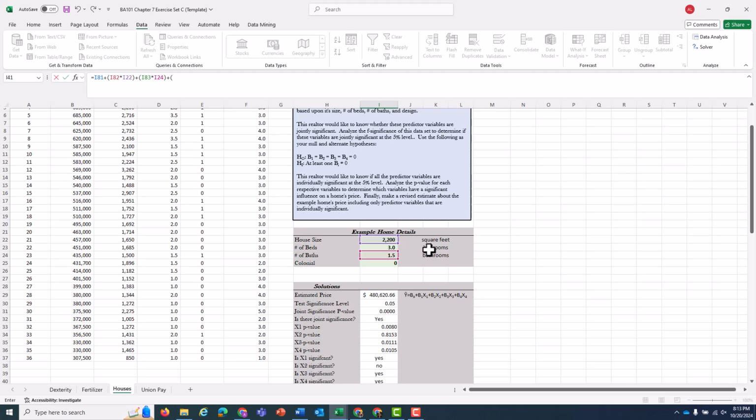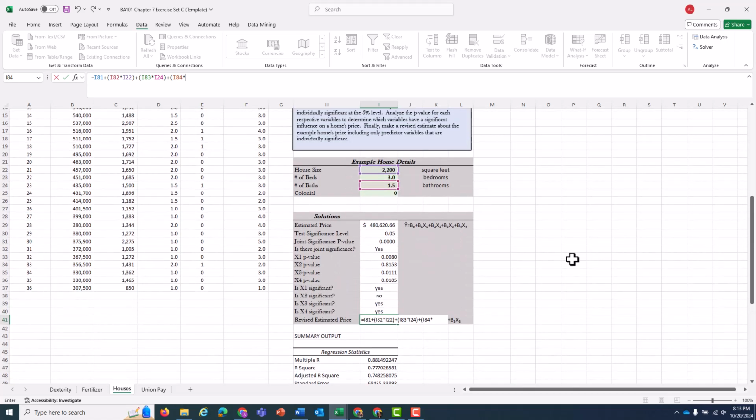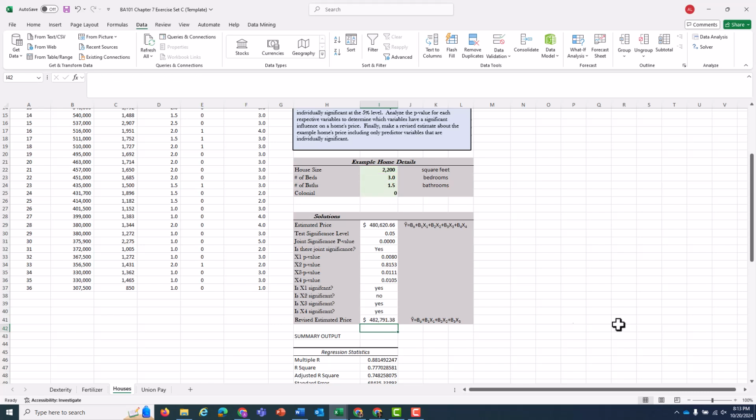And then one more time, we said that whether it was a colonial or not was individually significant, and it has a coefficient of a little over $74,000. Let's multiply that by this 0 because it's not a colonial. And when I do that, I come up with $482,791.38. So what does this all mean?